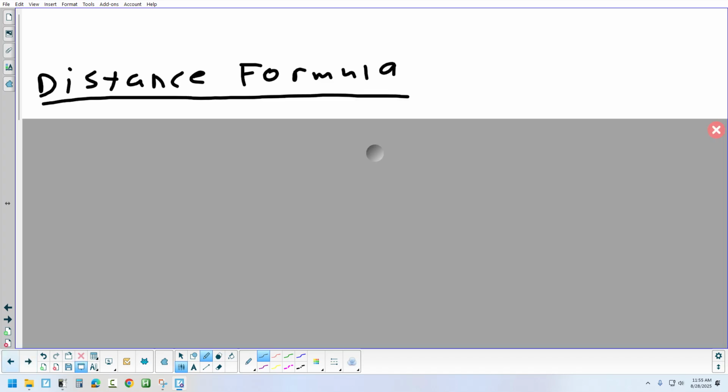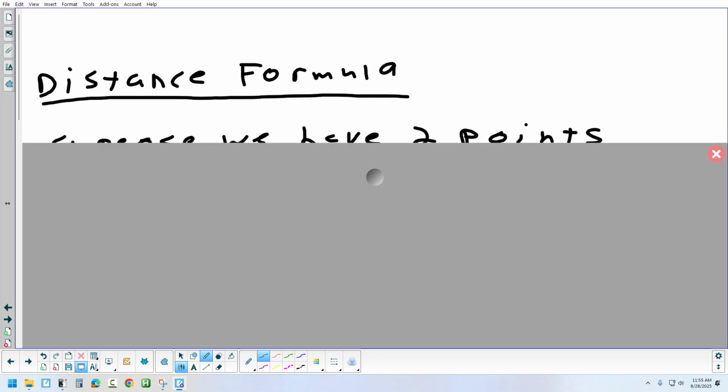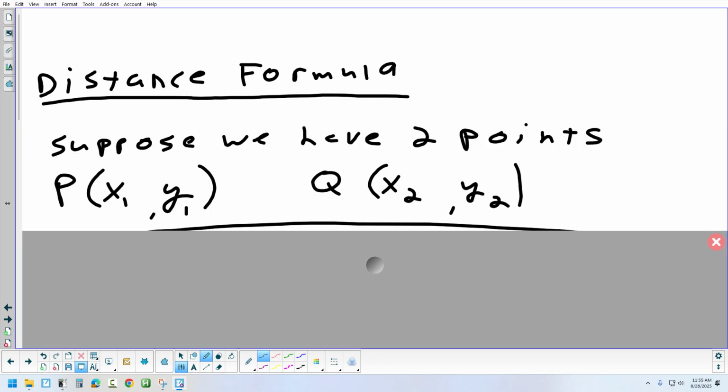And the last thing we're going to look at is the distance formula and the midpoint formula. So the distance formula would be used when you have a point here and a point here, and you want to figure out how far apart those two points are. Well, distance on a diagonal is hard to measure.